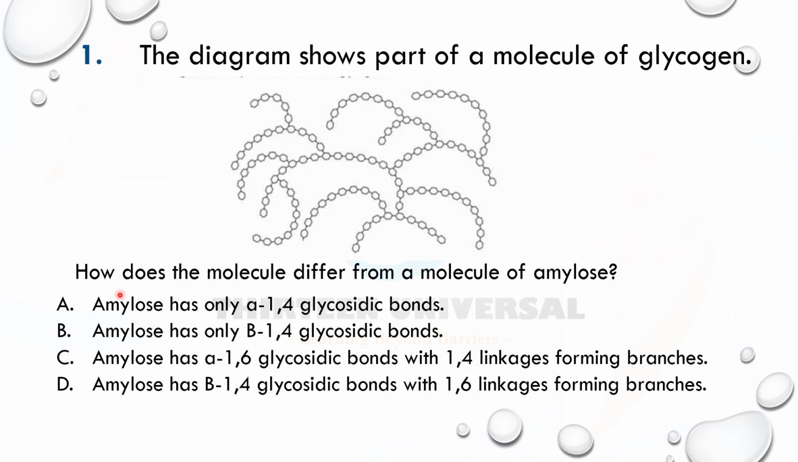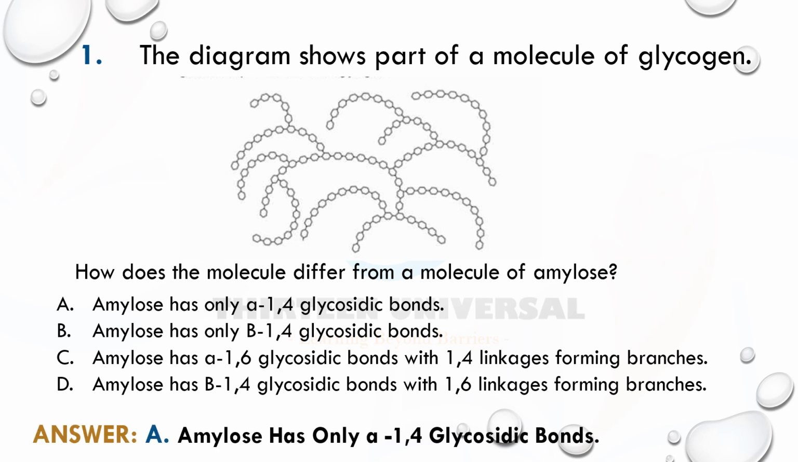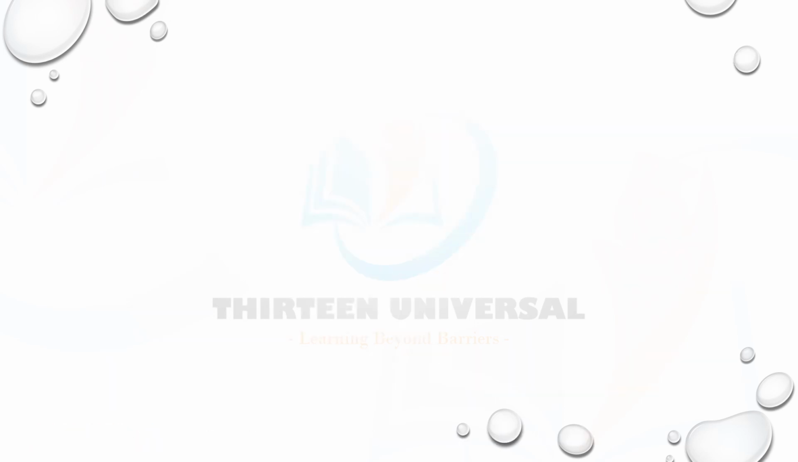So let's look at A. Amylose has only 1,4 glycosidic bonds. This is correct. 1,4 is for straight chain, while 1,6 is for branch chain. So amylose has only 1,4. It doesn't have 1,6. It's not branched, it's unbranched. But glycogen has 1,6 and 1,4. In fact, it has more 1,6 because it's highly branched. Because of that, the answer is A. All right, let's go to the next question.